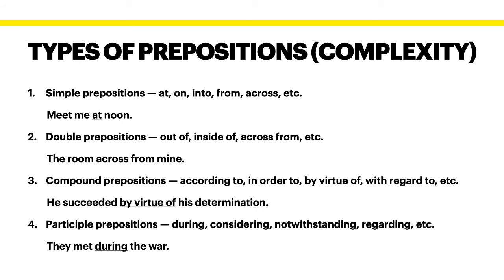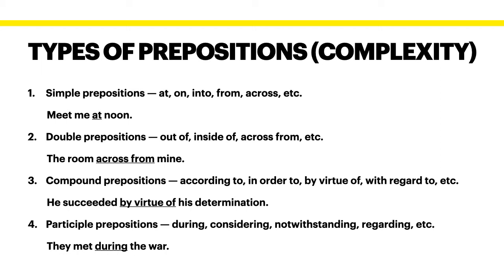Now, based on complexity, you can divide prepositions into simple prepositions, double prepositions, compound prepositions, and participle prepositions. First, simple preposition. They are just simple small words like the ones that we have seen so far: at, on, into, from, across. All these we have mentioned. They could signify time, place, manner, anything, but they are simple. They are just one preposition, one small word. Example, meet me at noon. Here at is a simple preposition.